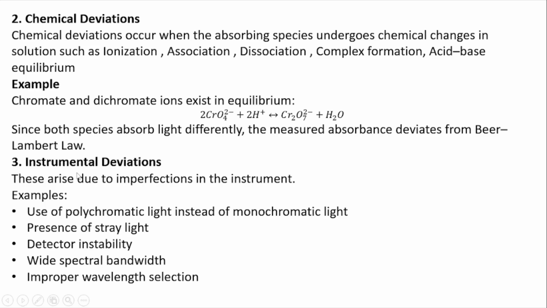The third is the instrumental deviations. These deviations arise due to the imperfection of the instrument. We can say the instrumental errors. Examples: use of polychromatic light, meaning light with different or multiple wavelengths instead of monochromatic light. Then presence of stray light, detector instability, wide spectral bandwidth, improper wavelength selection, etc.